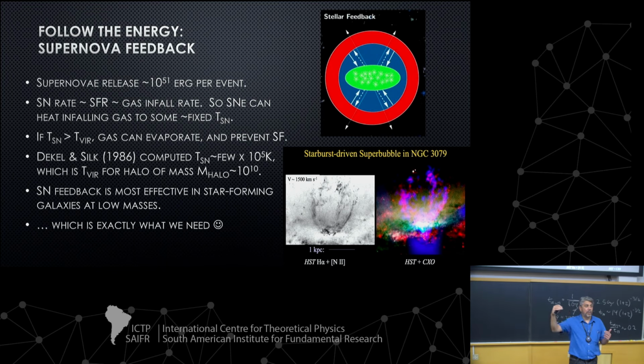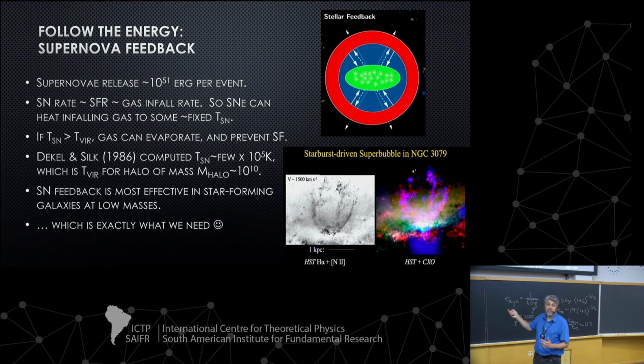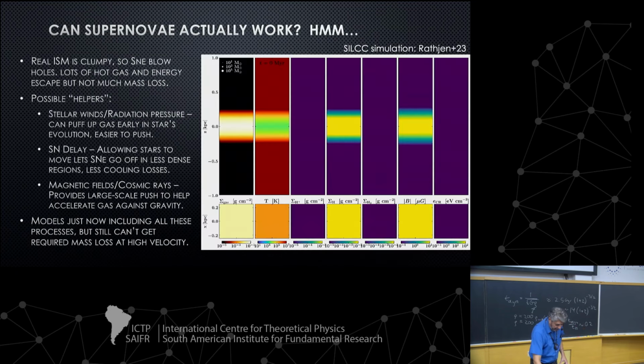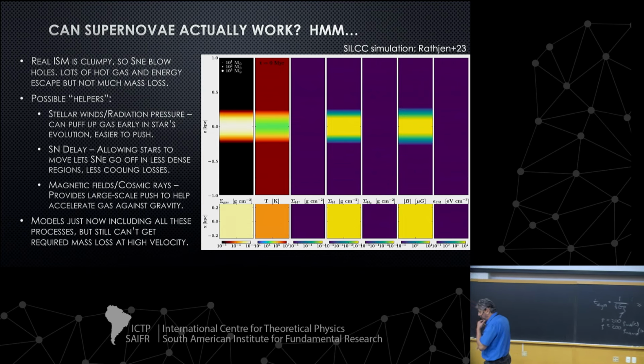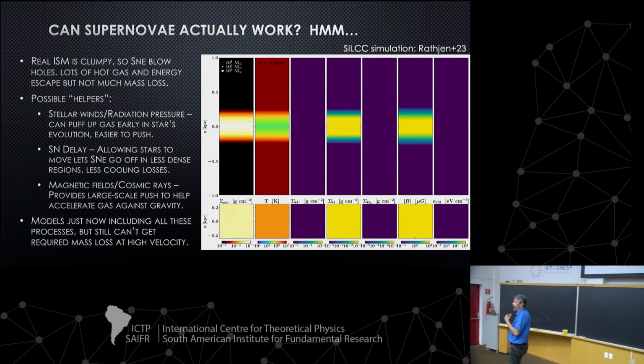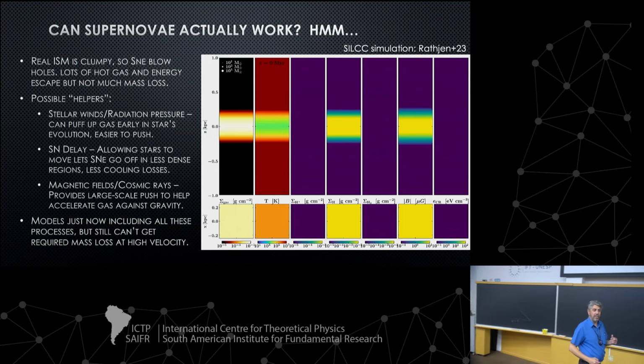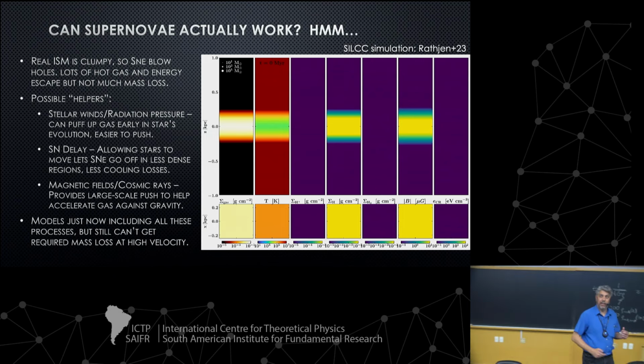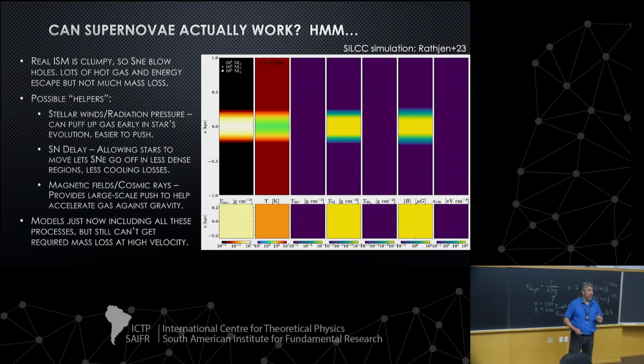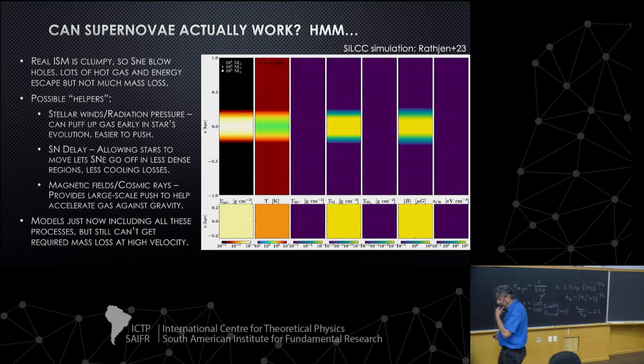And as we move towards higher masses, the supernovae become less effective because the supernova temperature becomes comparable to or even exceeding the virial temperature. And then you reduce your effectiveness. So that's really exactly what we like. Okay, so that sounds like one of those cases where everybody thinks this is all solved, until people actually thought about it for more than 5 seconds. And then they realize this doesn't work at all. So why doesn't it work at all?